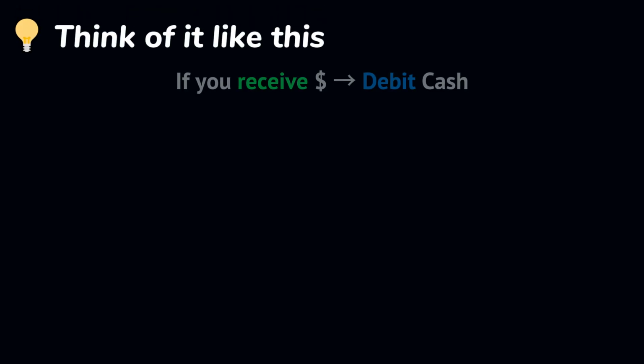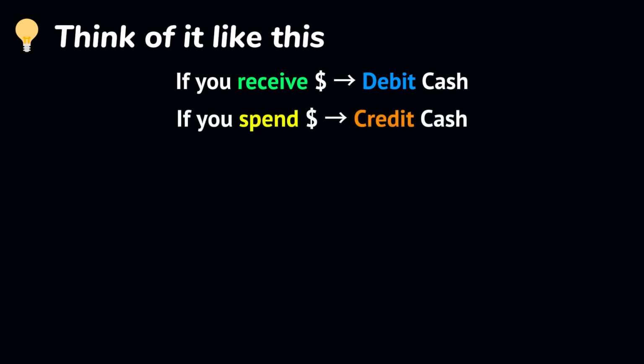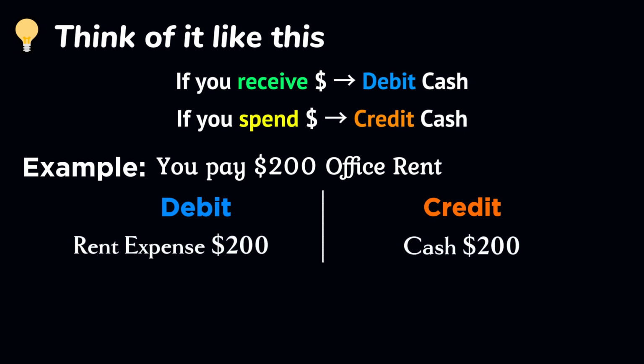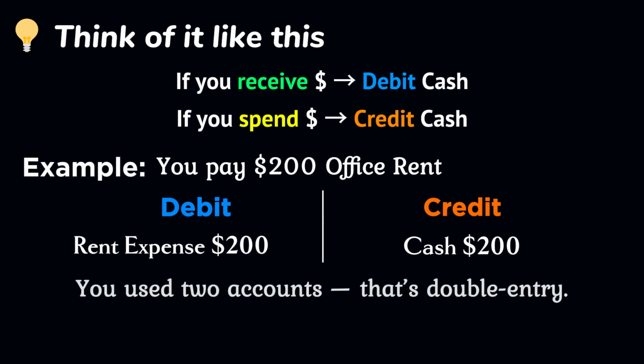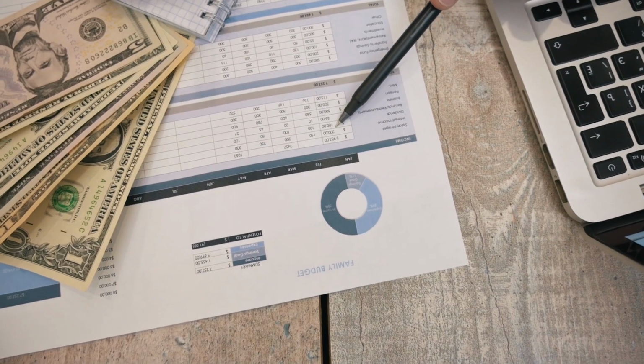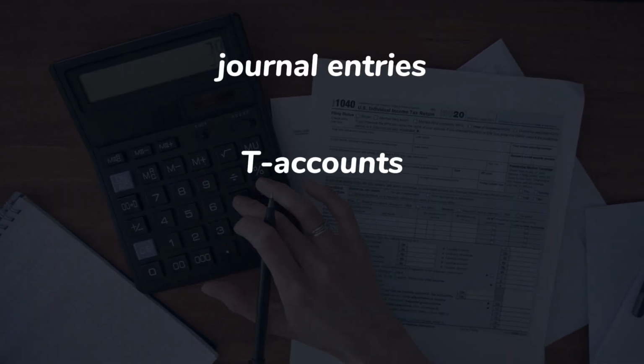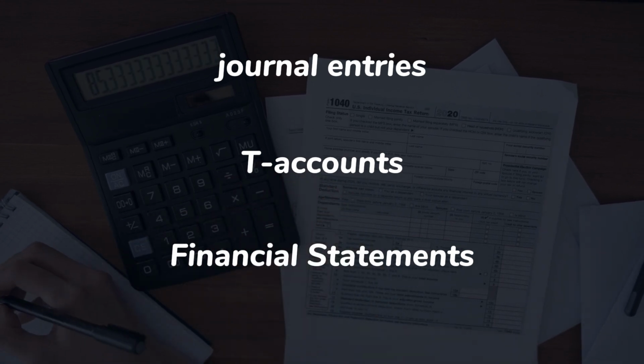Think of it like this. If you receive cash, that's a debit to your cash account, and if you spend cash, that's a credit to your cash account. Let's make it even simpler with an example. You pay $200 for office rent, so you credit cash because money is going out, and you debit rent expense because that's what you are paying for. You record it in two accounts. That's double entry in action again. And yes, every transaction in accounting works this way. Once you understand this, journal entries, T accounts, and financial statements will be much easier to understand.